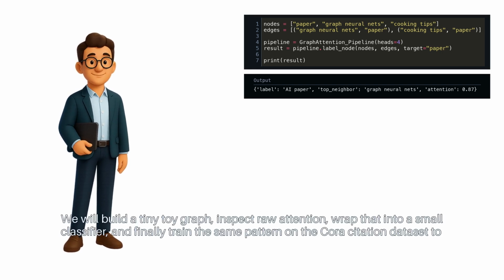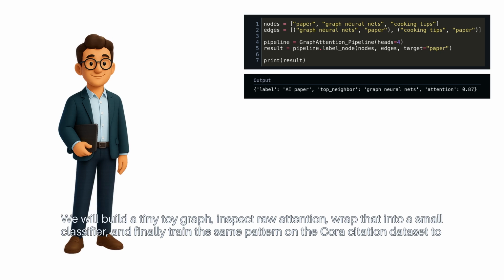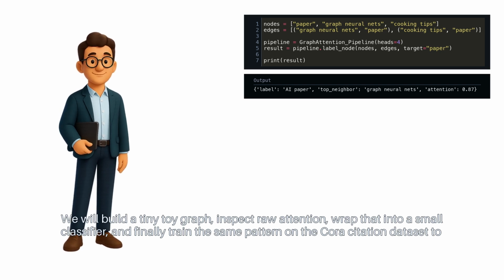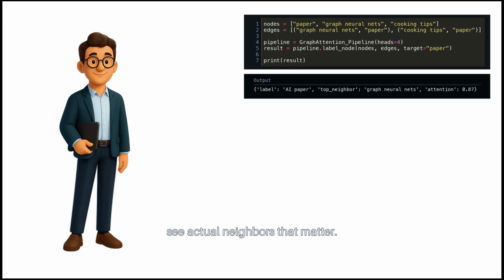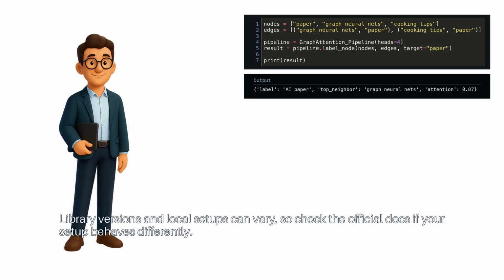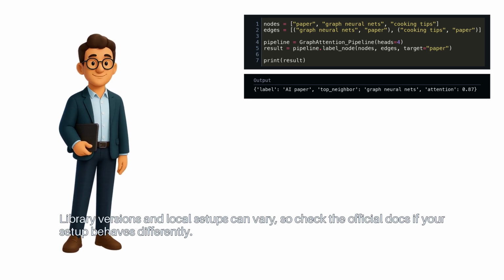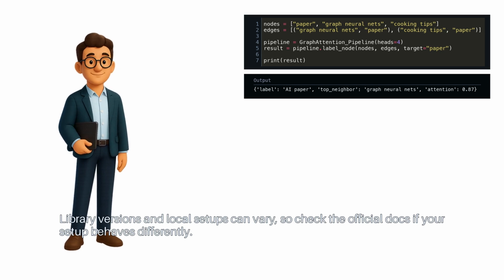We will build a tiny toy graph, inspect raw attention, wrap that into a small classifier, and finally train the same pattern on the Cora citation dataset to see actual neighbors that matter. Quick note: this code is designed to teach the core idea clearly. Library versions and local setups can vary, so check the official docs if your setup behaves differently.